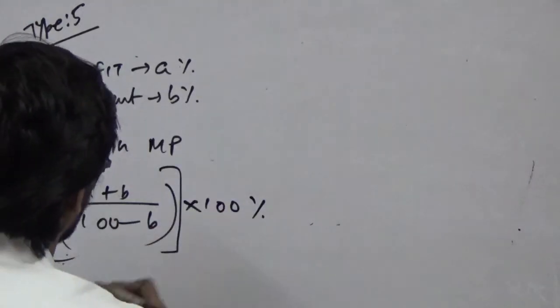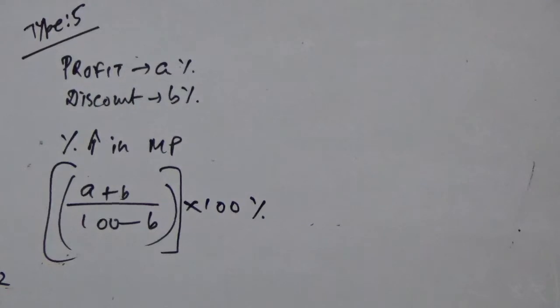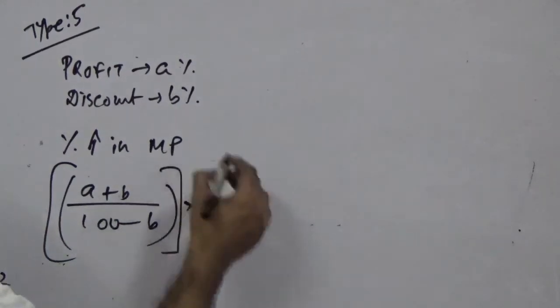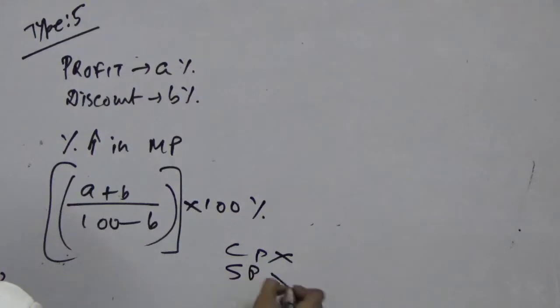So if you want to make this kind of extra profit, then you have to add the profit and discount both, and then 100 minus B is the ultimate thing. For example, here the cost price is not needed, selling price even is not needed. This formula is applicable when cost price and selling price both are not provided.